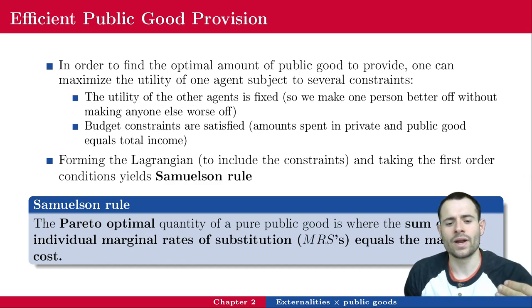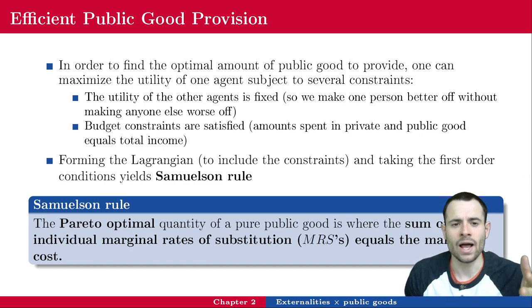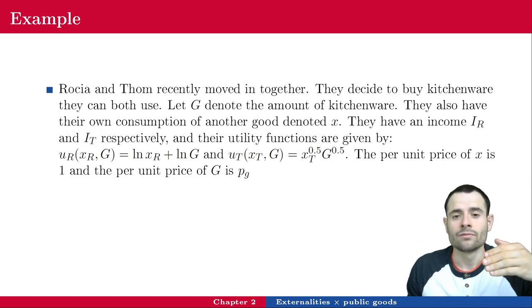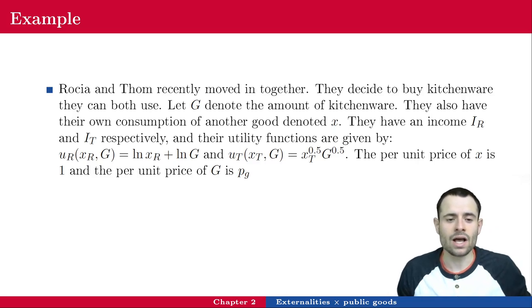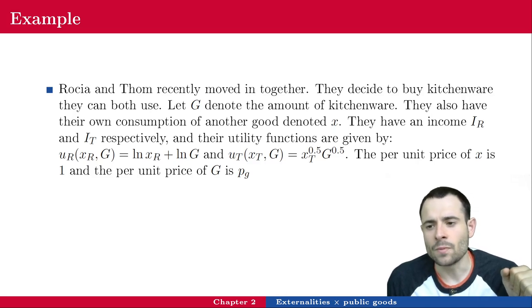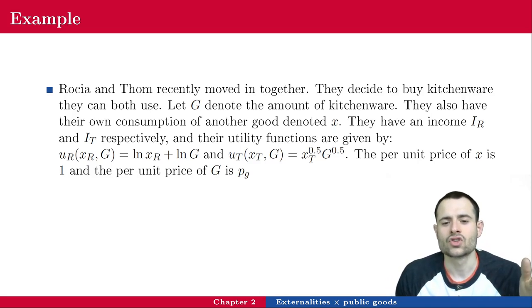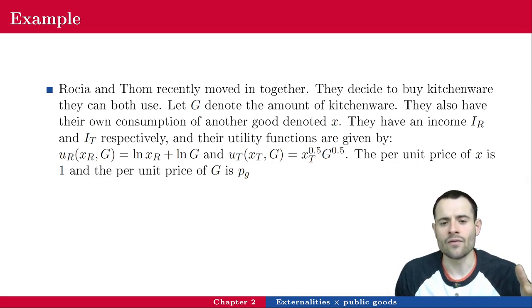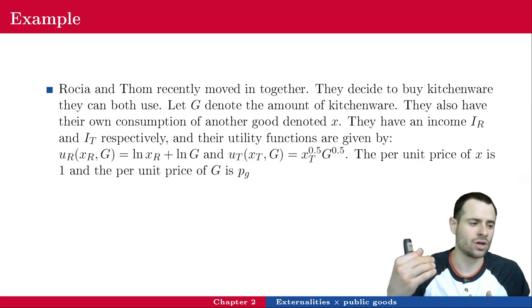Now, let's go through an example to see how to apply that rule. Imagine two new roommates, Rosia and Tom. They recently moved in together. They decide to buy kitchenware they can both use. So the amount of kitchenware, G, is going to be a public good because both can use the kitchenware. They also have their own private consumption of another good denoted X.